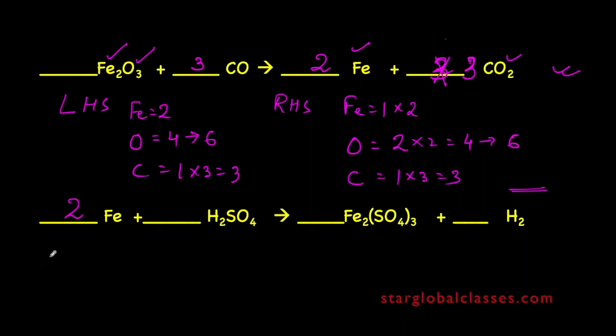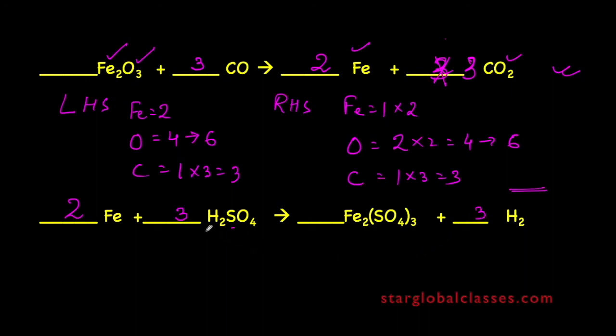How many iron are there on the left hand side? 2, and on the right hand side 2. Iron is now balanced. Hydrogen on the left hand side 2, hydrogen on the right hand side 2. But we can see here that sulfur is 1 and sulfur here is 3. So we need to multiply this by 3. Right? Now sulfur became 3 here. When sulfur became 3, hydrogen became 6. So we need to multiply this hydrogen by 3 to make it 6.